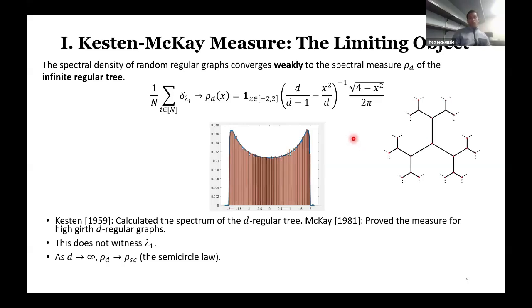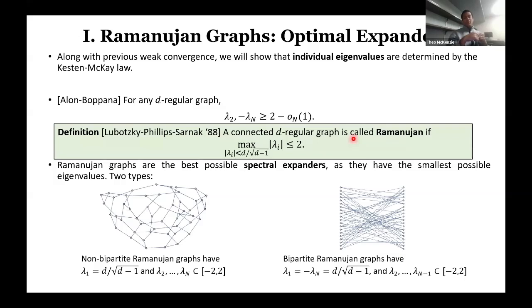Okay. So let's focus on the largest eigenvalues. What we're going to show specifically is that along with weak convergence, actually the Kesten-McKay law is going to determine every single eigenvalue in the spectrum in some very strong way. Thinking specifically about these edge eigenvalues, so lambda 2 and minus lambda n, the Alon-Boppana bound gives that these eigenvalues are always at least 2 minus some function that goes to 0 as n goes to infinity. What this means is that these eigenvalues cannot be too much smaller than 2.